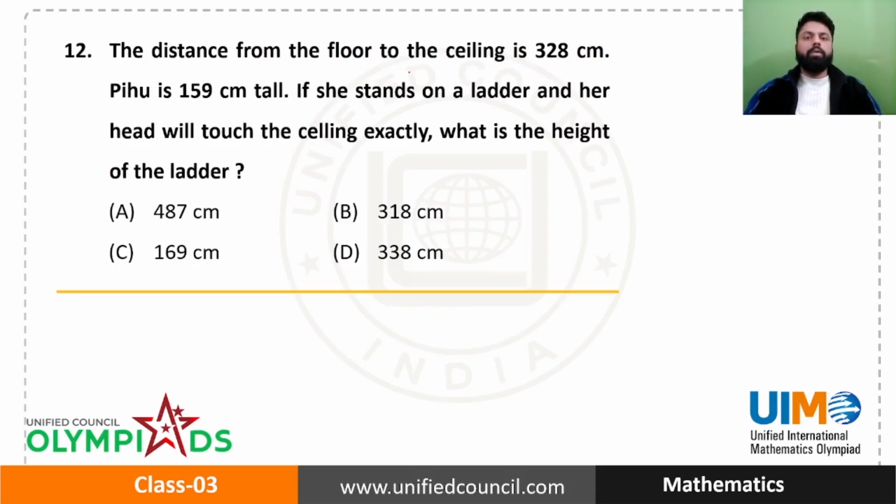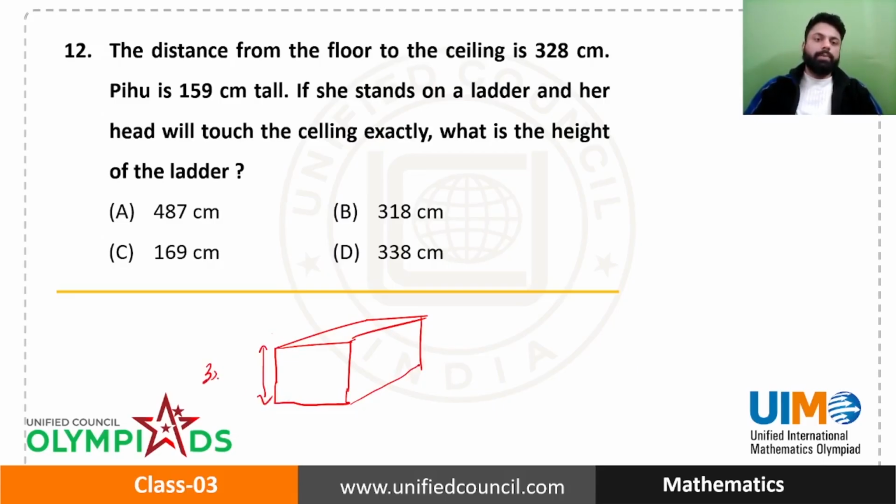The distance from the floor to the ceiling is 328 centimeter. Pihu is 159 centimeter tall. So let's say that there is a room like this, whose ground and ceiling are 328 centimeter apart. Now Pihu is standing here and her height is 159 centimeter. If she stands on a ladder and her head touches the ceiling exactly, what is the height of the ladder? So basically this is the height that we need to calculate.